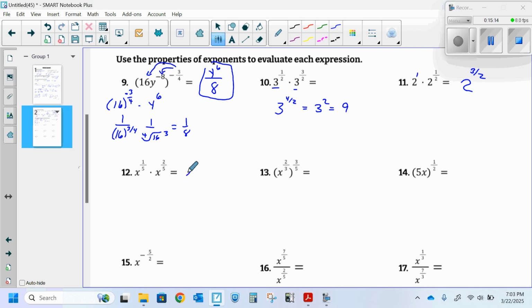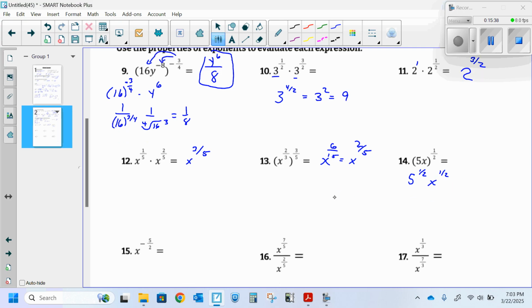Here, add your exponents. 1/5 plus 2/5, 3/5. Multiply your exponents. Raising a power to a power, that's going to be 6 over 15. Reduce that fraction. 3 goes into that. 2/5. Everything here is being raised to the 1/2 power. And that's your final answer. Okay, nothing to do there.